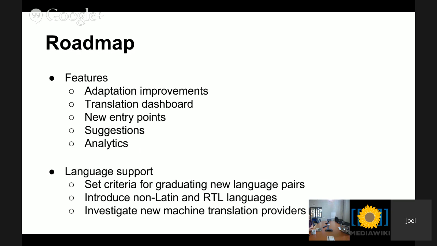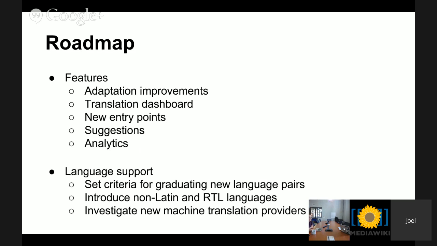So maybe if you saw a red link for an article that didn't exist, it might provide a suggestion, say, hey, this article doesn't exist in this language version of Wikipedia, but it does exist in this other version. Would you like to create it using translation?